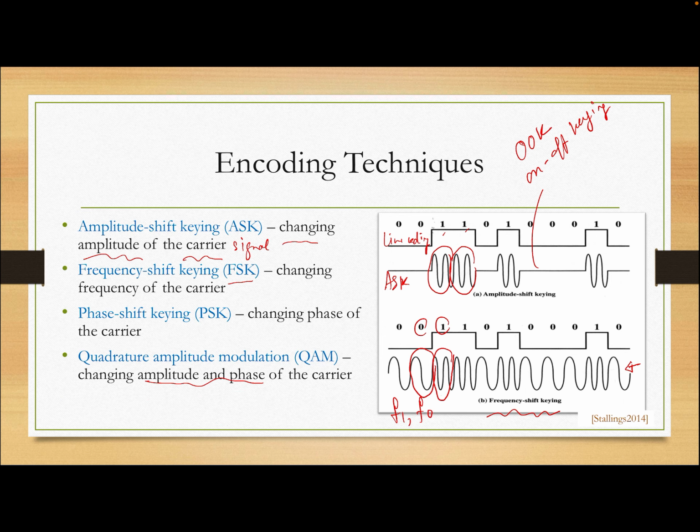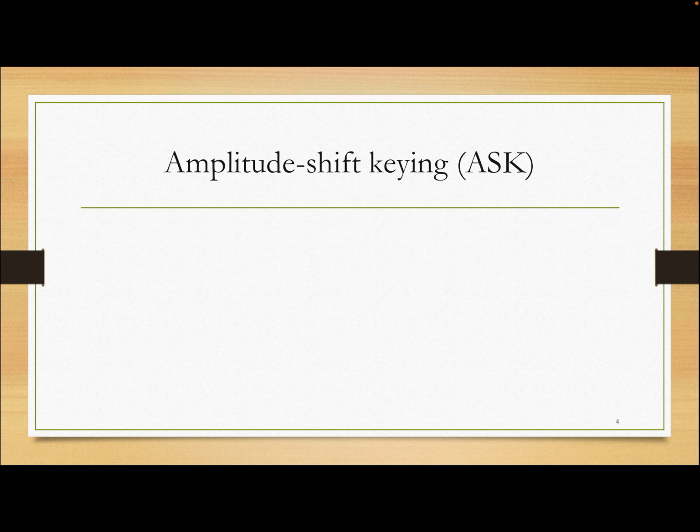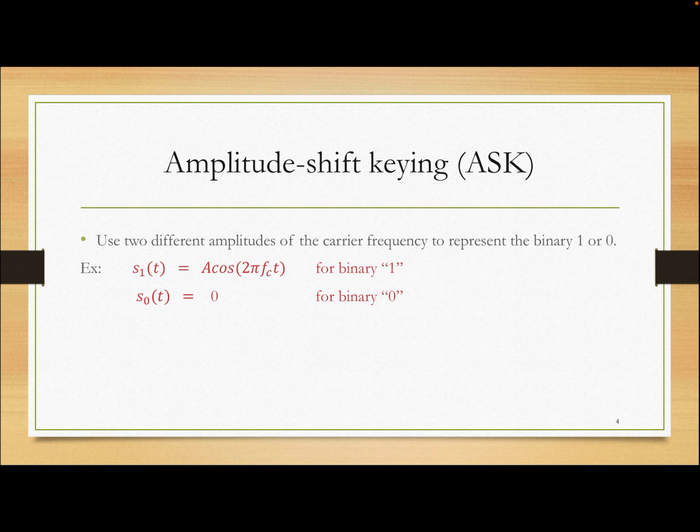For all cases, the resulting signal will be in a bandwidth centered around the carrier frequency. So if the carrier frequency is in the range suitable for your antenna size, you can send that signal. Now let's look at the ASK in more detail.